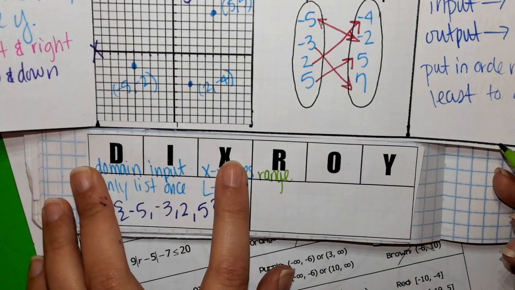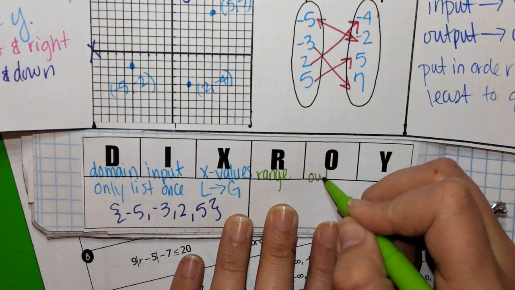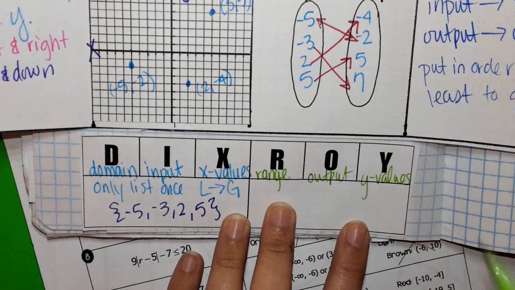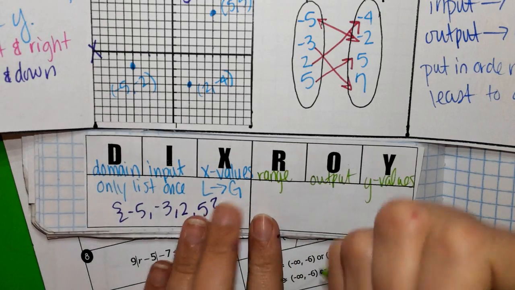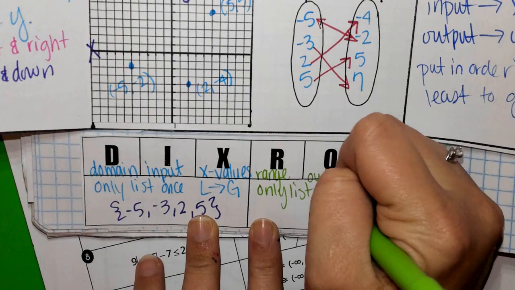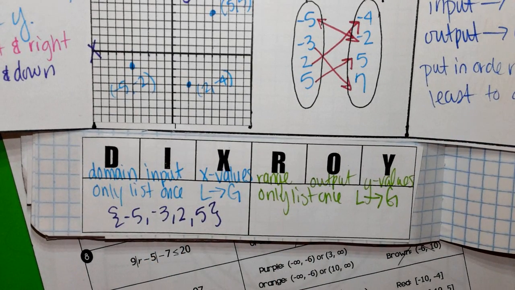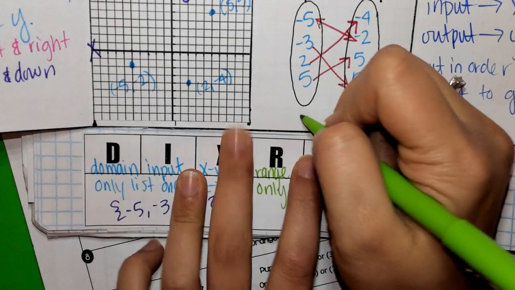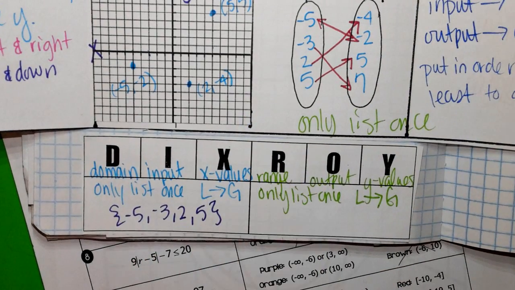All right. So if domain is the x values, what's your range? Output and the y values. So these you only list once, and it's in order from least to greatest. Exactly how we did in the mapping. You only list it once in the mapping as well. Let's make a note that says that. Only list once.